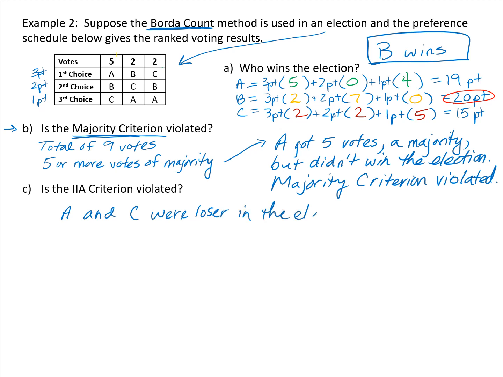So let's take a look at dropping one of them out of the race and redistributing their votes. So let's say, and I'm going to use C because I think it's probably more likely that something might happen with C because C had fewer points, but technically you should try both candidates to see what would happen if both drop out. But let's say C drops out and we redistribute their votes.